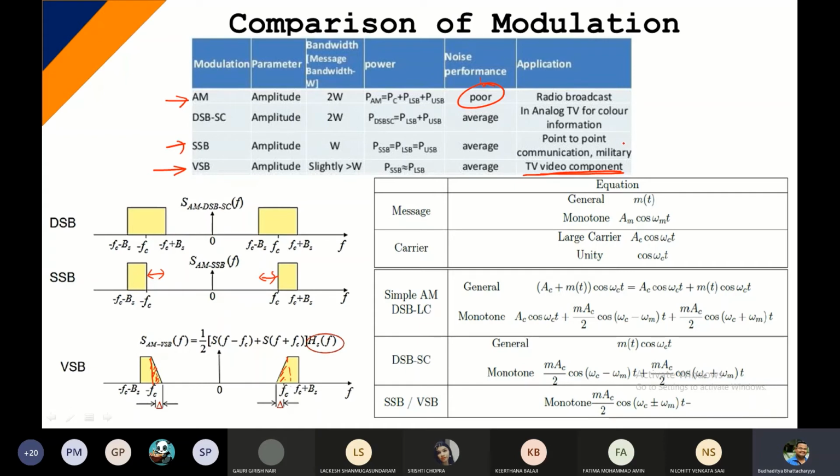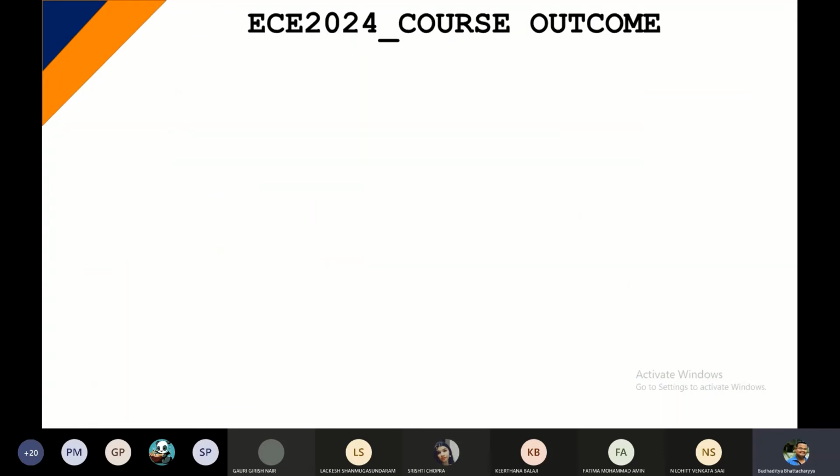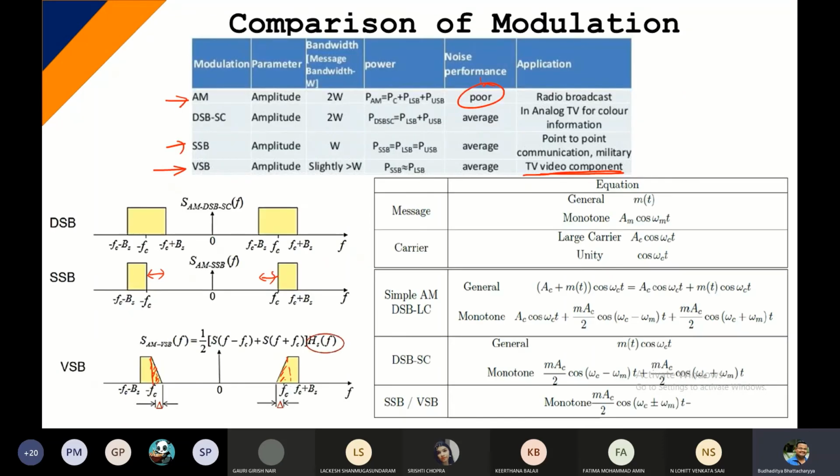SSB, again, as I said, it's a point-to-point communication, military purpose, different band. But again, the problem is the same because we have a problem with the filtering action. So that's why naturally it won't be used that much. So please remember that VSB happens to be one of the most important modulation techniques that actually comes into play.